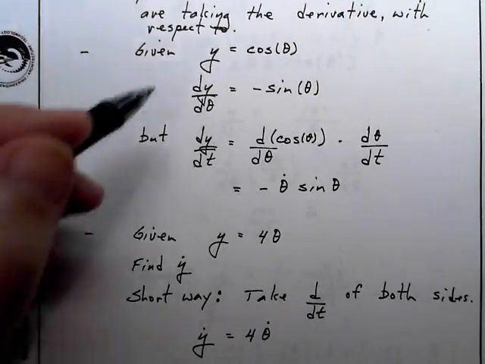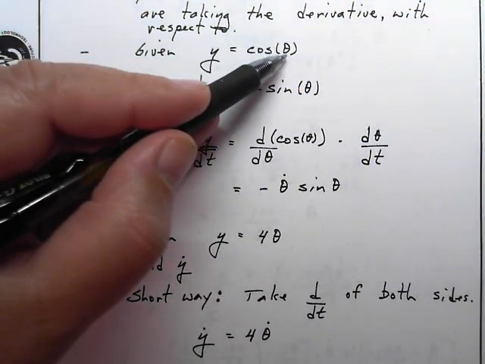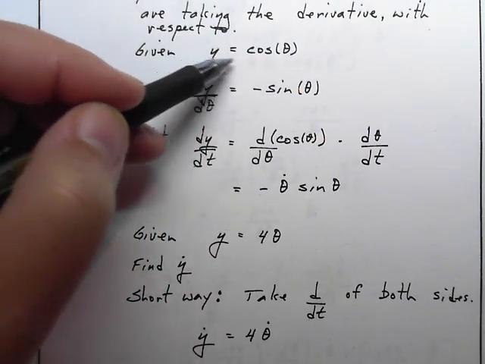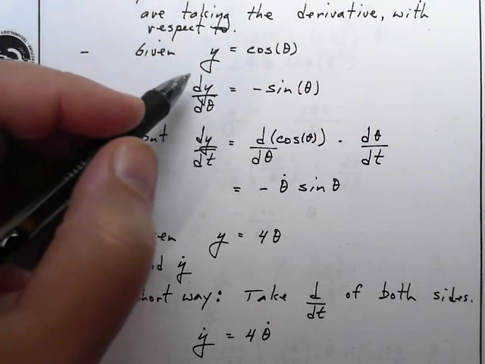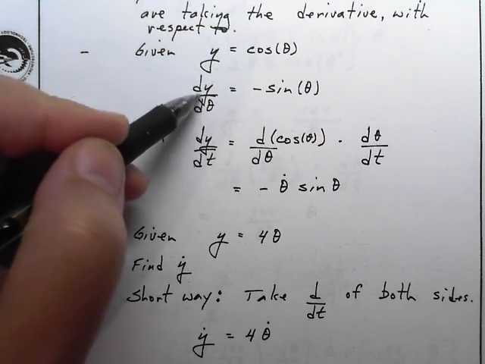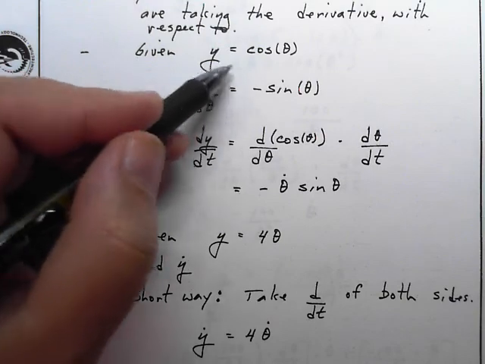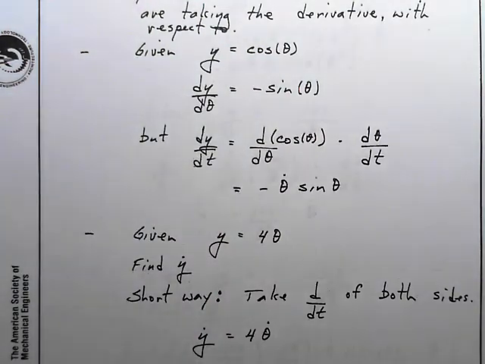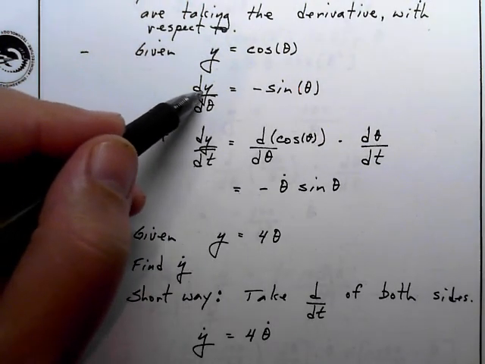So let's say we're given some y equal to cosine of theta, and we admit that theta must be a variable that changes with time. How do we get the time derivative of y, dy dt? First of all, we could do a geometry derivative, dy d theta. That's quite easy. If y is the cosine of theta, dy d theta is minus sine of theta. That is not the time derivative. This is not y dot. This is not dy dt.